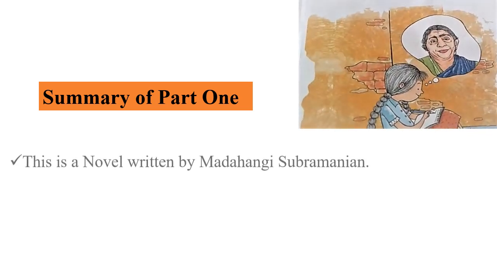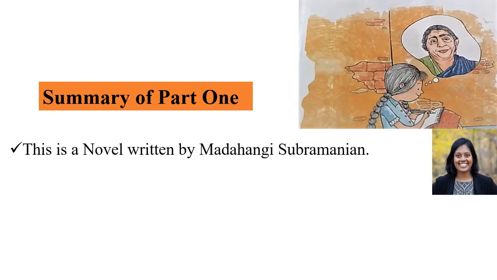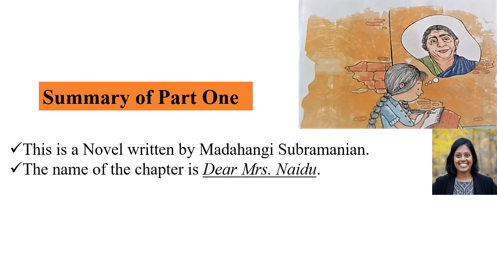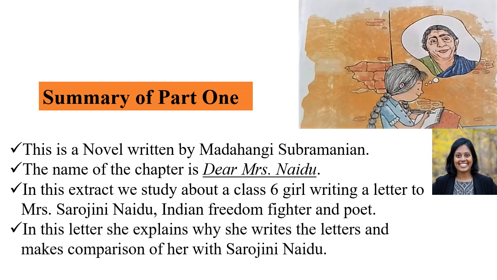Summary of part 1. What we have learned in the previous video, let's have a quick look at it. This is a novel written by Madhangi Subramanian, and we have seen a lot about her in the previous video. The name of the chapter is Dear Mrs. Naidu. In this extract we study a class 6 girl writing a letter to Mrs. Sarojini Naidu, who is an Indian freedom fighter and poet. In this letter she explains why she writes the letter and makes comparisons of herself with Sarojini Naidu.